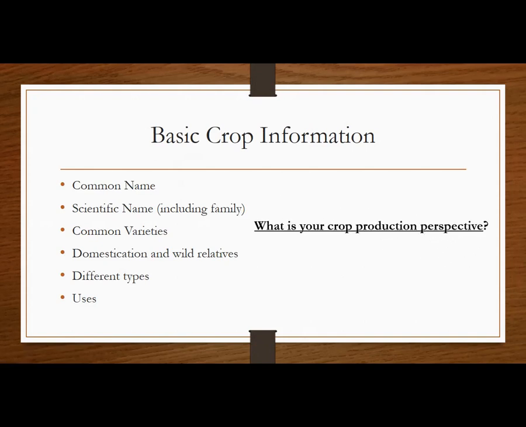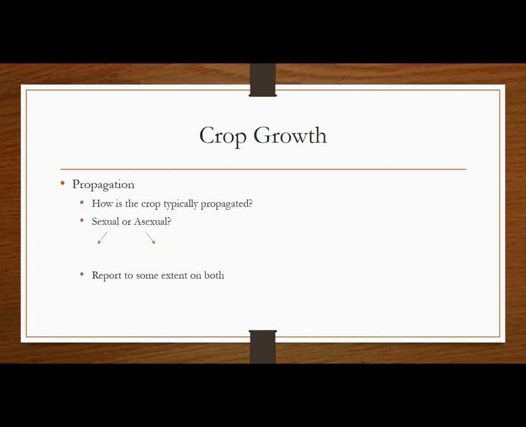So look at this as what is your crop production perspective? How would you produce the crop? What would you do? And then examine the differences between commercial production and backyard production, if that is applicable. We also want to look at the crop's growth.